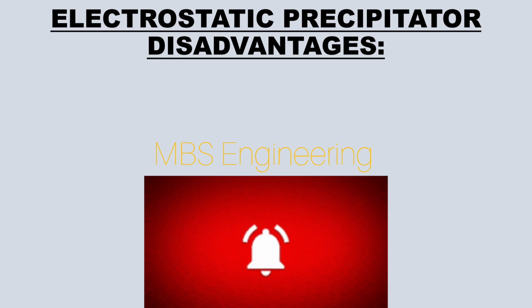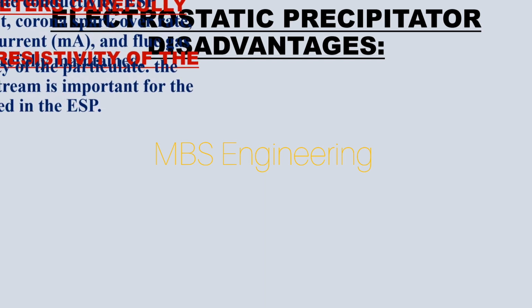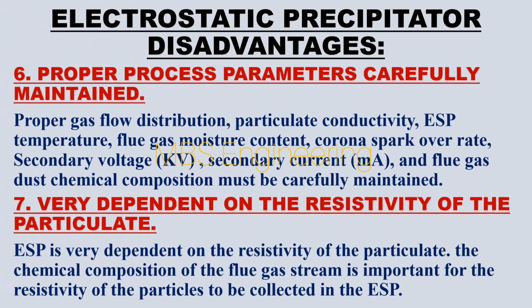Next, we are going to understand the disadvantages of the electrostatic precipitator, ESP. We will discuss in the detailed description of the disadvantages of the electrostatic precipitator ESP. Next, the sixth disadvantage is proper process parameters must be carefully maintained. Proper gas flow distribution, particulate conductivity, ESP temperature, flue gas moisture content, corona spark over rate, secondary voltage in kV, secondary current in milliamps, and flue gas dust chemical composition must be carefully maintained.